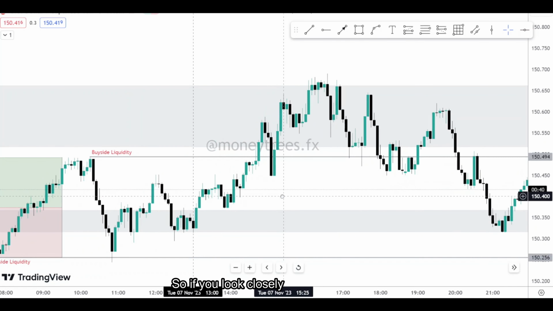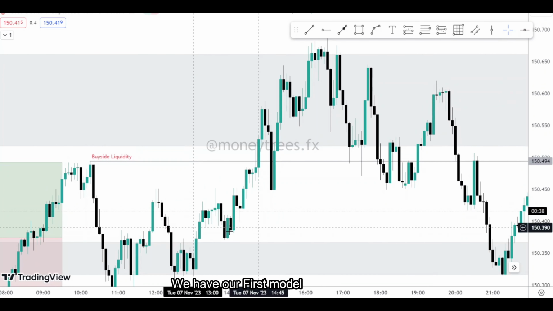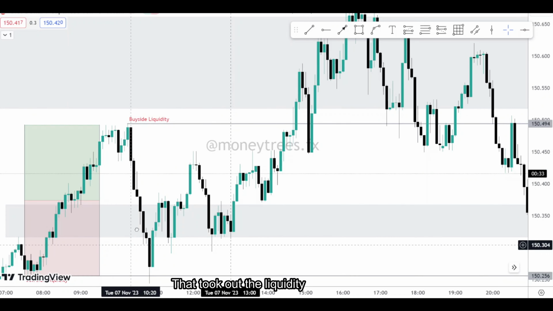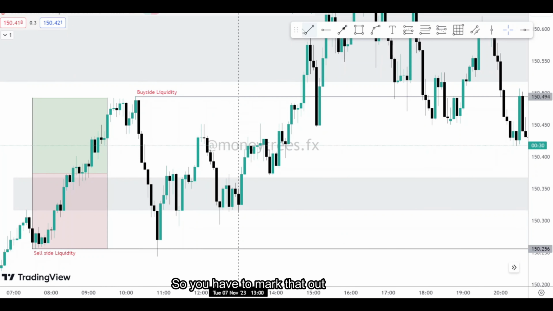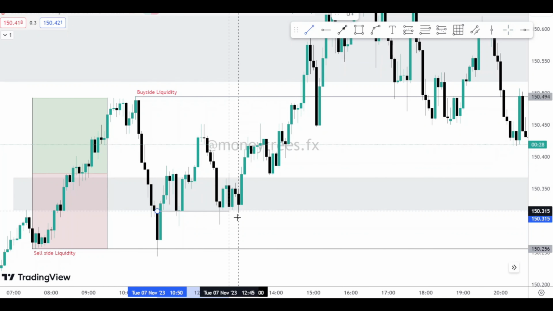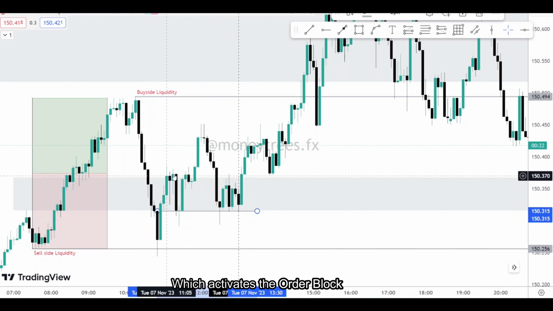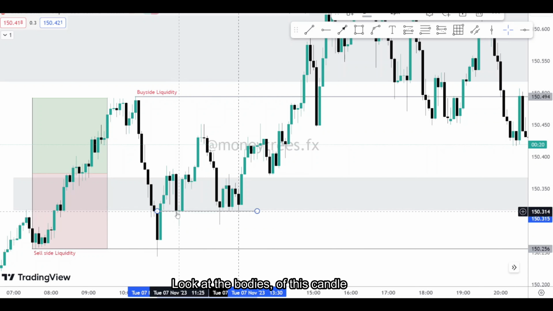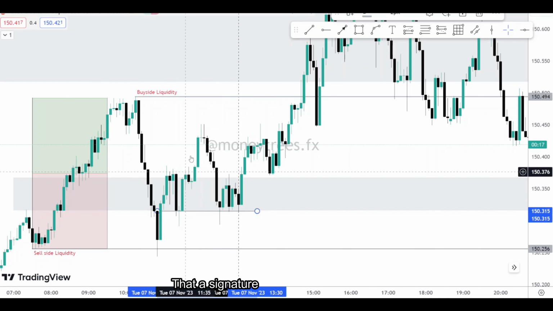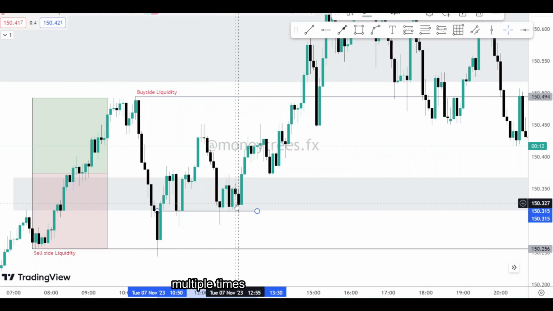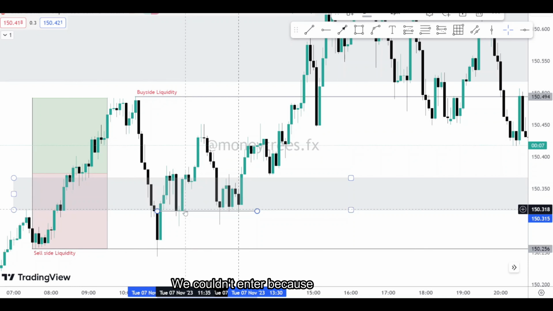So if you look closely, we have the first model in this channel with the order block that took out the liquidity, right? So you have to mark that out if you're gonna use it for entry. We traded above it, which activates the order block. Return to it. Look at the bodies of this candle. That's a signature. We traded back, failed to close below it again, multiple times. We reaccumulated. So at this point of time, you couldn't enter because it's before your trading time.